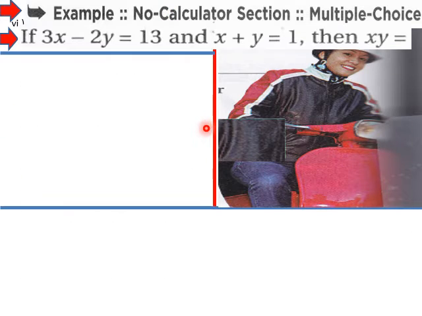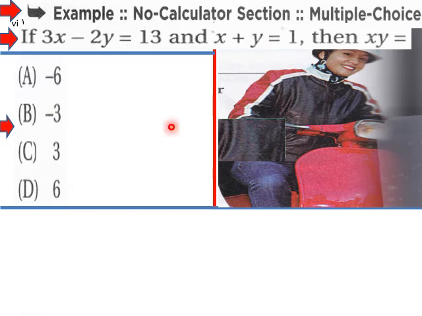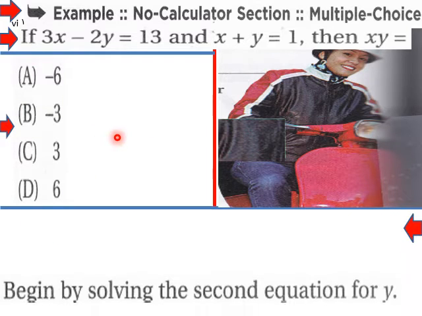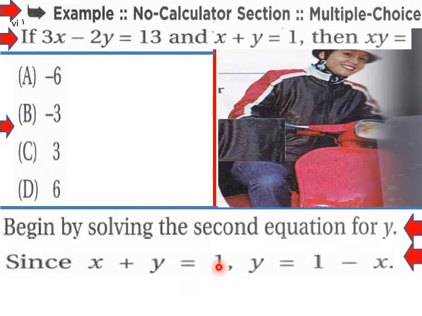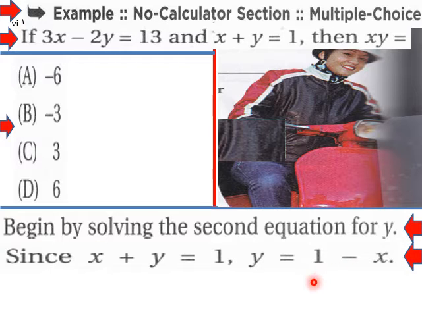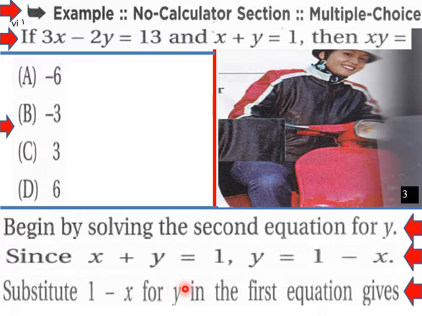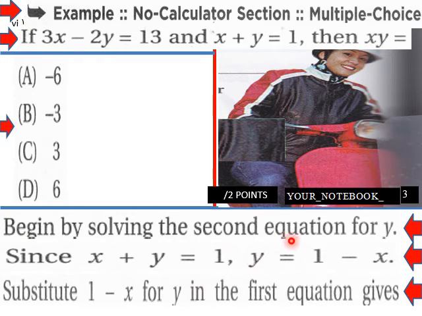Example, no-calculator section, multiple choice. We have these two statements here. Then xy would equal one of these, so you have to fill in the answer. Begin by solving the second equation for y. This goes through how to solve it here. You should know this algebra.